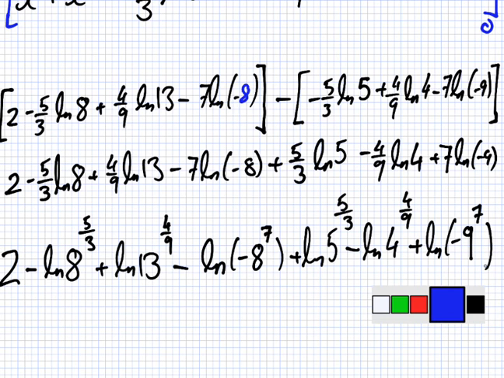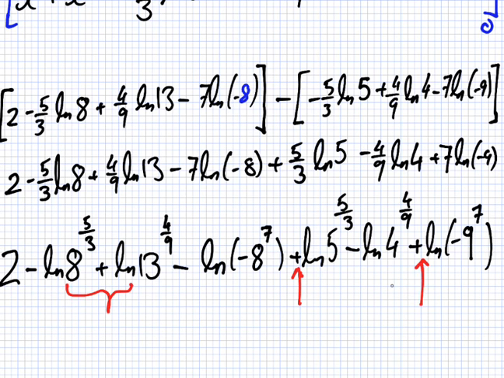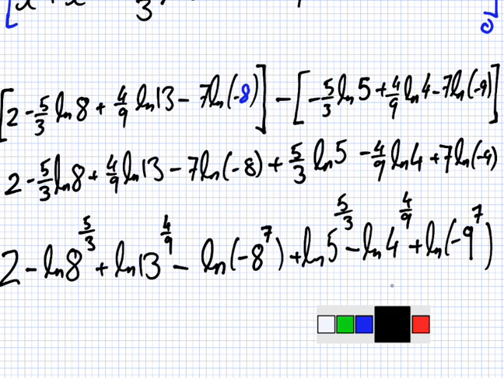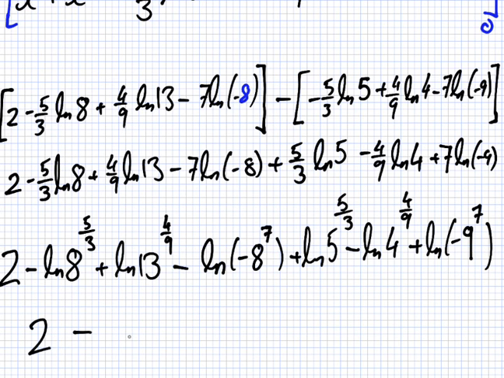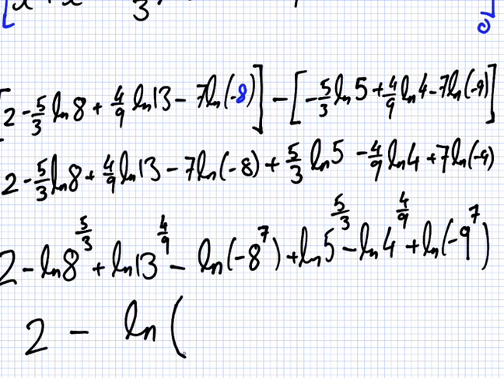Now we can use our first and second rule of logs. When we subtract, we divide, and when we add, we multiply. So the 2 stays there, but I can change this into 2 minus log, and now I need big brackets here. So the first one is a minus, so it goes into the denominator. The second one is a plus, so it's multiplying, so it goes in the numerator.